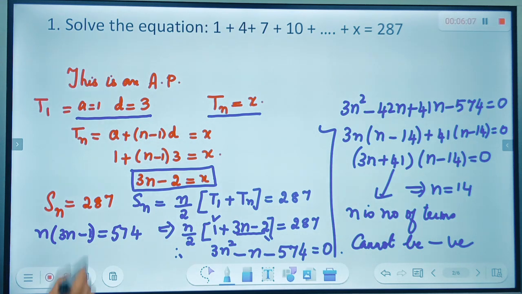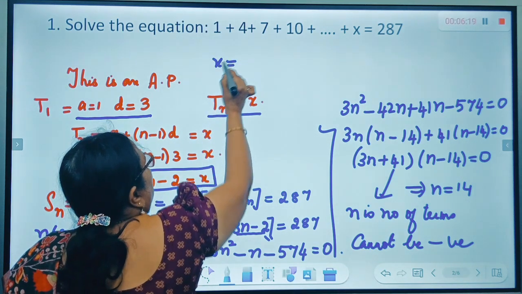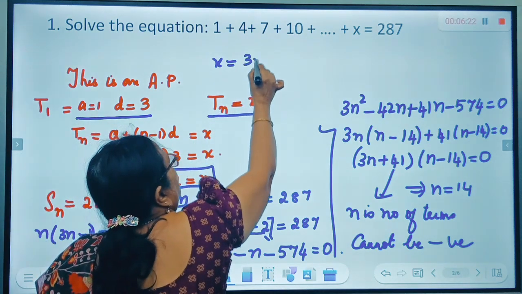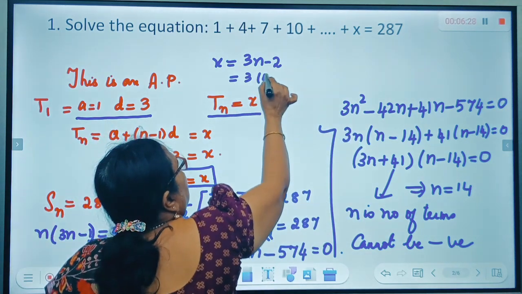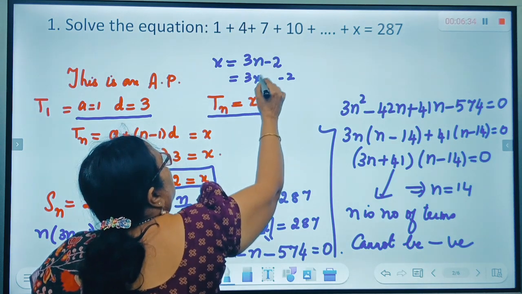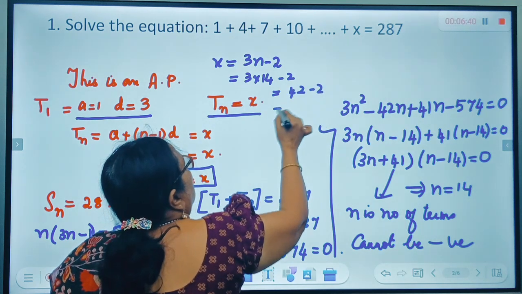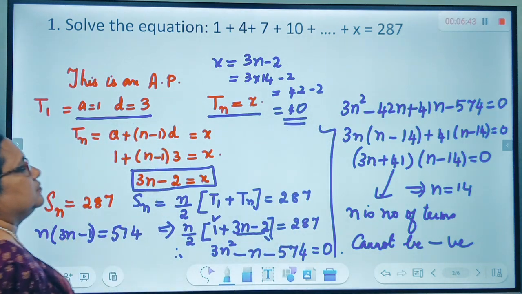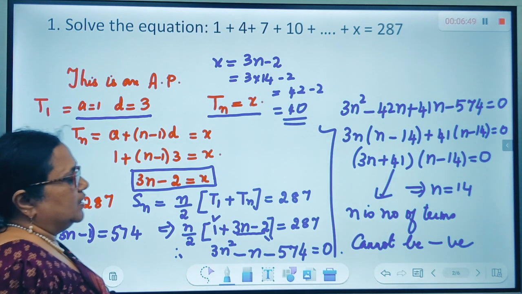Therefore, n is 14. So if n is 14, what is asked? You have to find the value of x. So x is equal to Tn, which is 3n minus 2. Now this is 3 into 14 minus 2, which is 42 minus 2, which is 40. So your value of x is 40. x is the unknown. Is it clear?